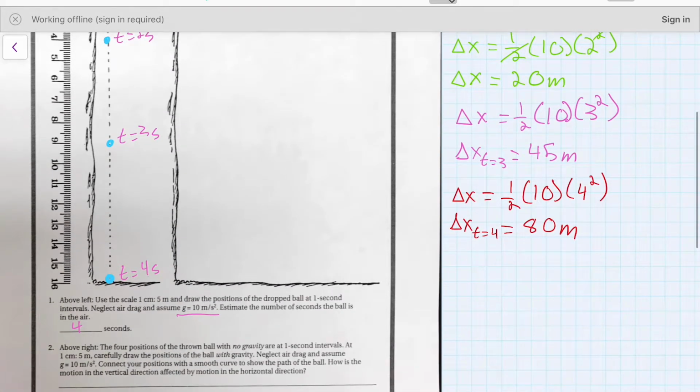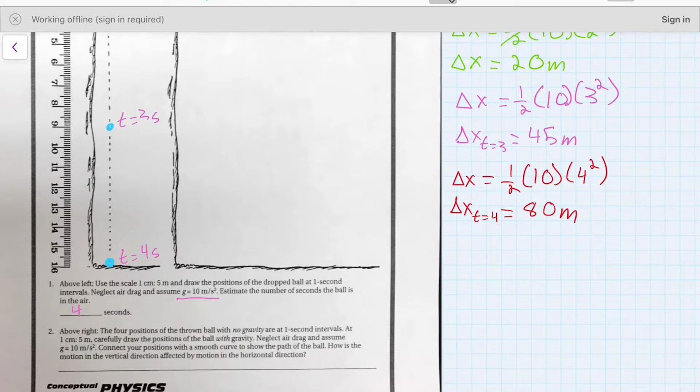So what we need to do is, I'm actually just going to read number 2. The 4 positions of the thrown ball with no gravity are at 1 second intervals.